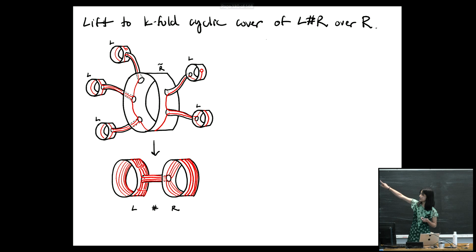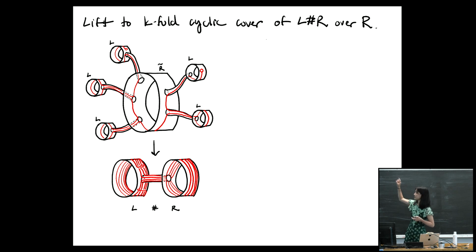So we start with a cuff in one lift of L. We go around L once until we hit the connect sum. Then we dip into R tilde, and we go around one click. And then we dip into the next lift of L, and so on and so on. And so what the barbell does in the cover is it unwinds. And so now it's no longer looped around any S1 factors. It no longer links itself.